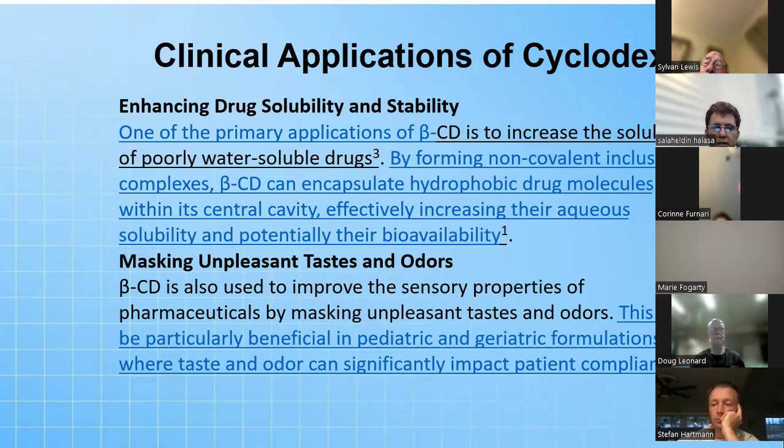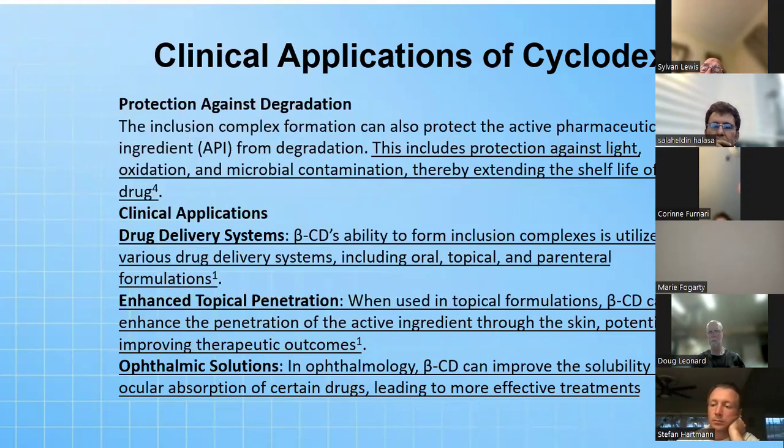The beta-cyclodextrin is also used to improve the sensory properties of the pharmaceutical by masking unpleasant taste and odor. And this can be particularly beneficial in pediatric and geriatric formulations, especially for the compounding pharmacies, where taste and odor can significantly impact patient compliance. You know, the kids, they don't like to have something that's bitter or tastes nasty or smells nasty.